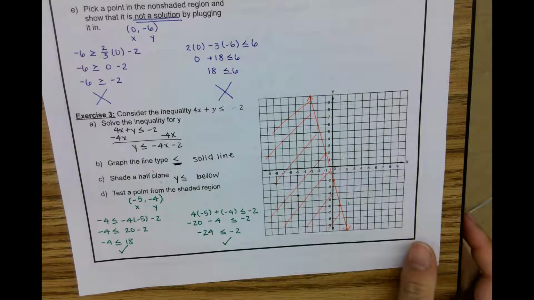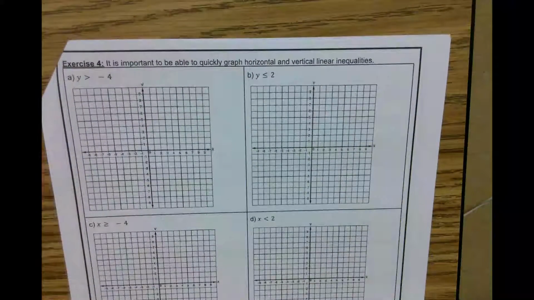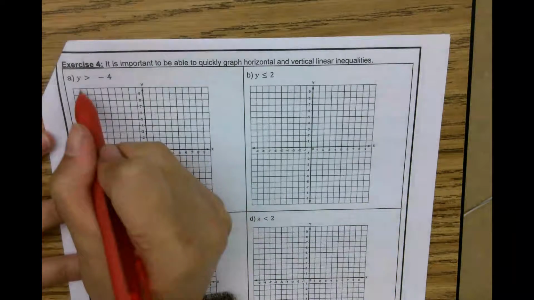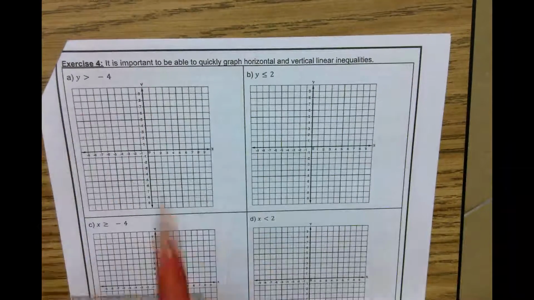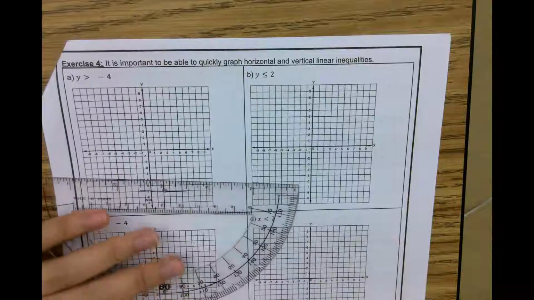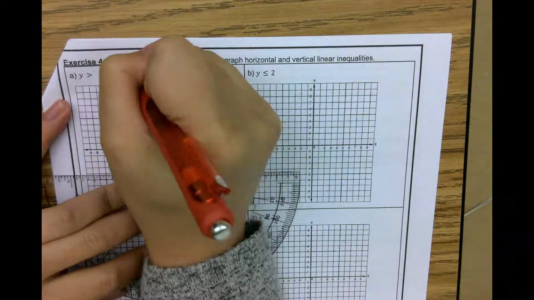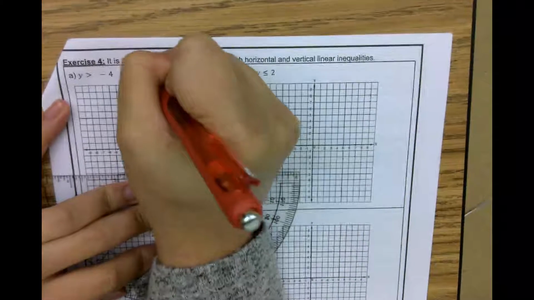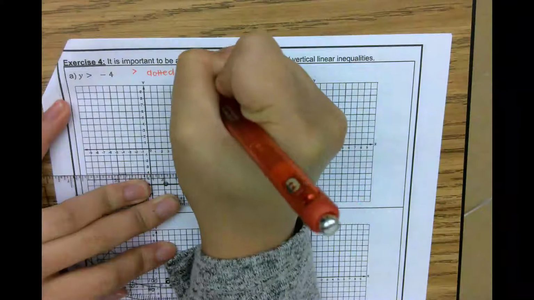So what happens if it's not in slope-intercept form? What happens if it's just a horizontal or vertical line? Those ones are even easier. Here I have y greater than -4. When it's y and just a number, this is a horizontal line. Because it's greater than, it's going to be dotted, because it's not equal to. And then greater than, I'm going to shade above.